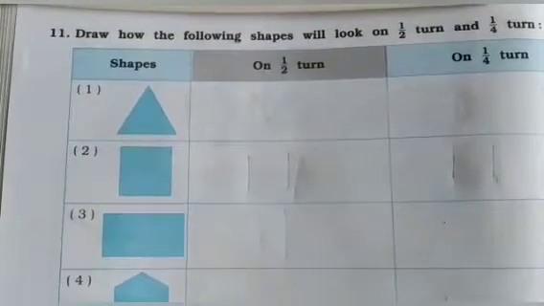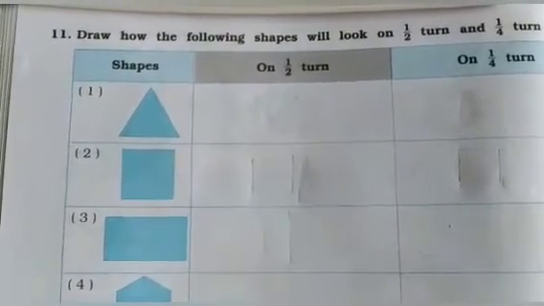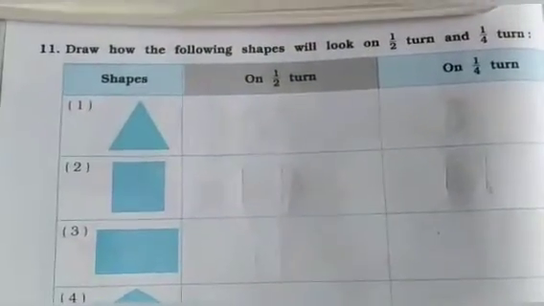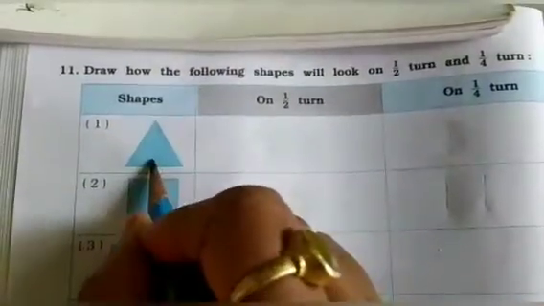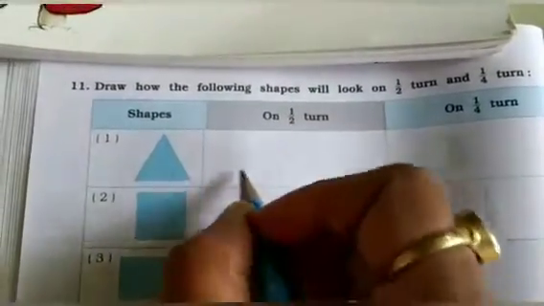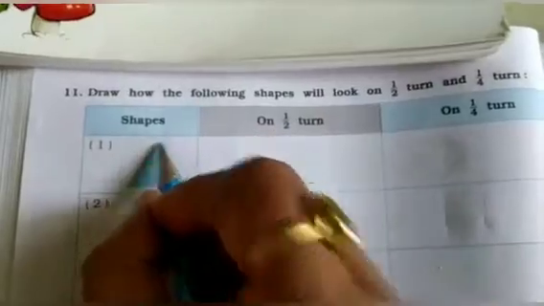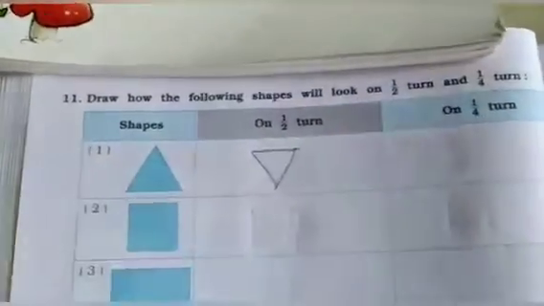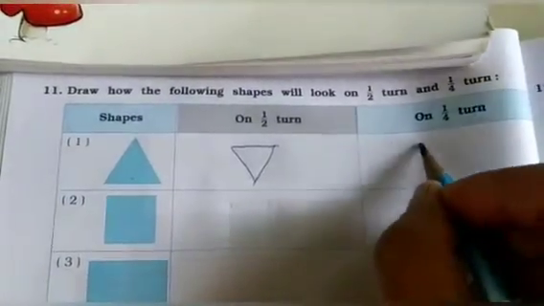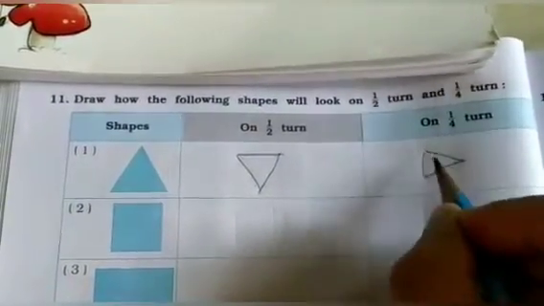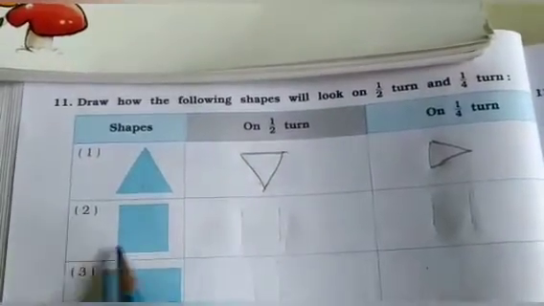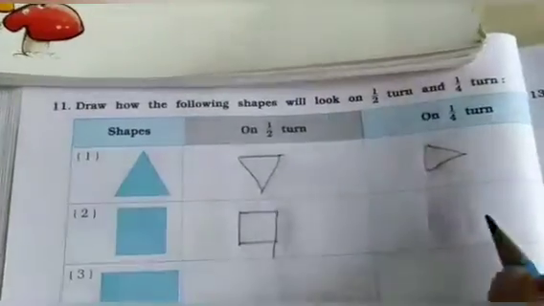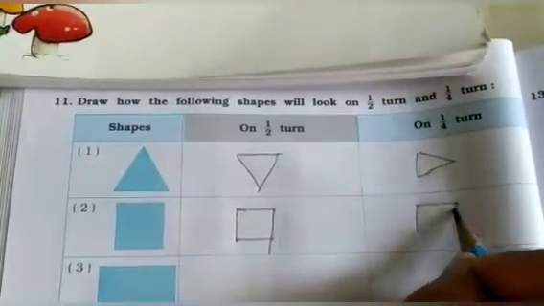One more example about half turn and 1/4 turn. Draw how the following shapes will look on half turn and 1/4 turn. See, this is the original position, and when I do half turn, then this pointing upward will go downward. So the triangle will look like this. For 1/4 turn, the triangle will look like this. Okay. For square, it will look like a square only. For 1/4 turn also it will look like a square.